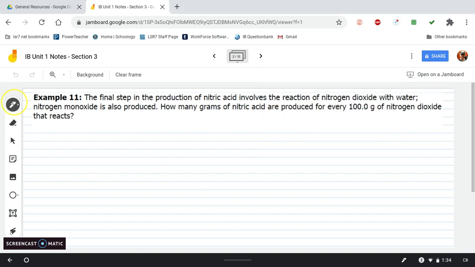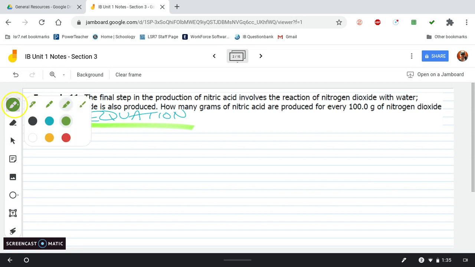So first thing, pretty much always the same, is if you don't have it, you're going to need to create an equation. So we've got to have an equation. If we don't have one of those, then we are not going to be very successful. So got to come up with a chemical equation. So let's go ahead and dive into that real quick.